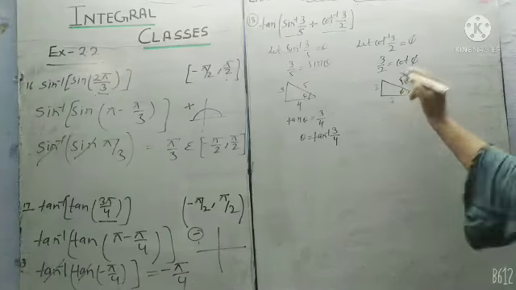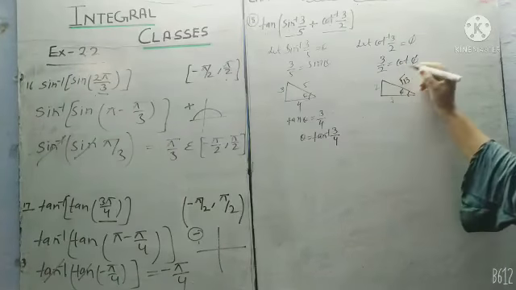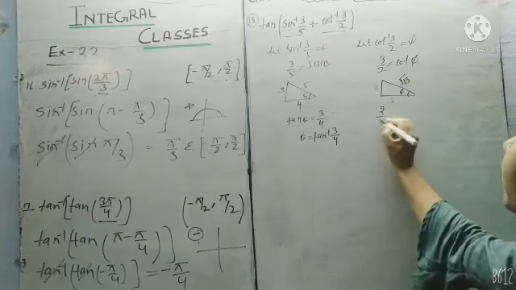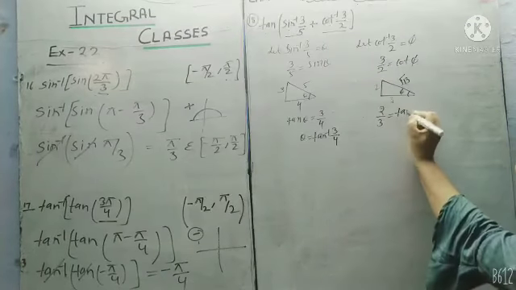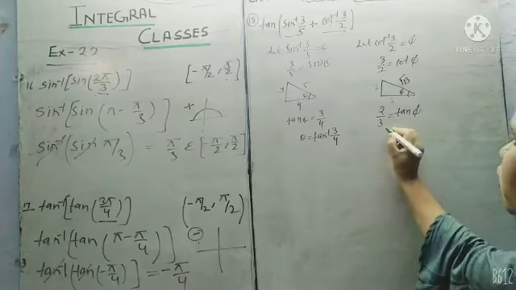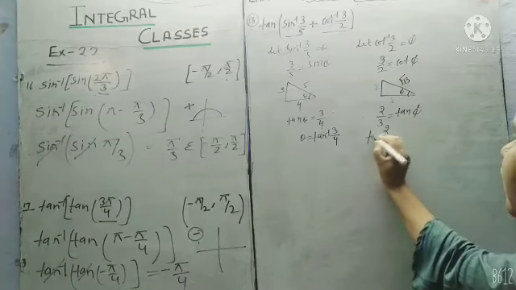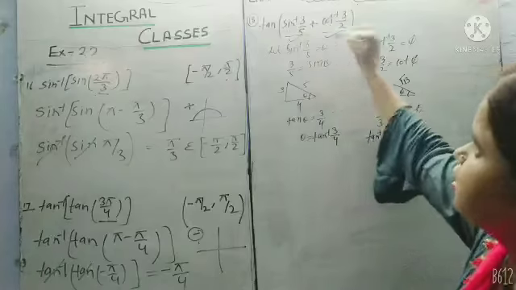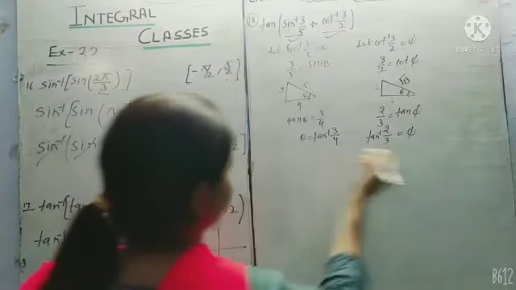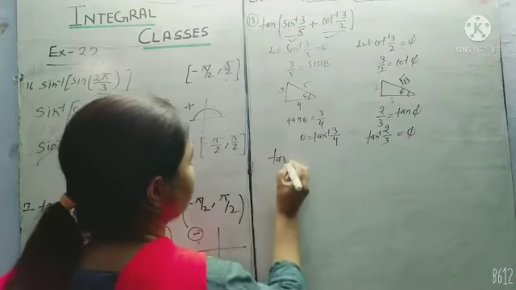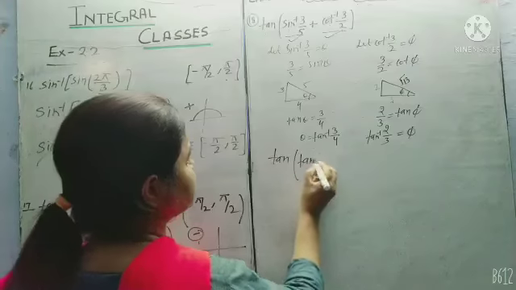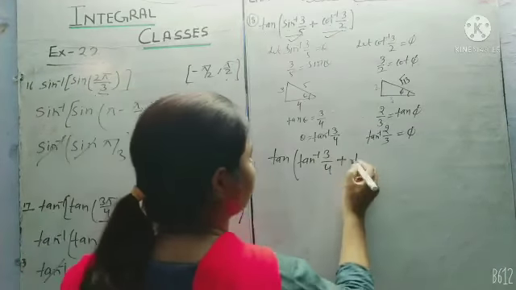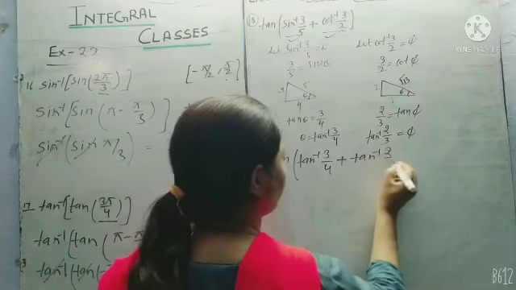Now what is the value of tan? We know that tan is the inverse of cot. So we have to use directly 2 by 3 equal to tan phi. So tan inverse 2 by 3 equal to phi. Now we will change these two and we will get tan inverse 3 by 4 plus tan inverse 2 by 3.